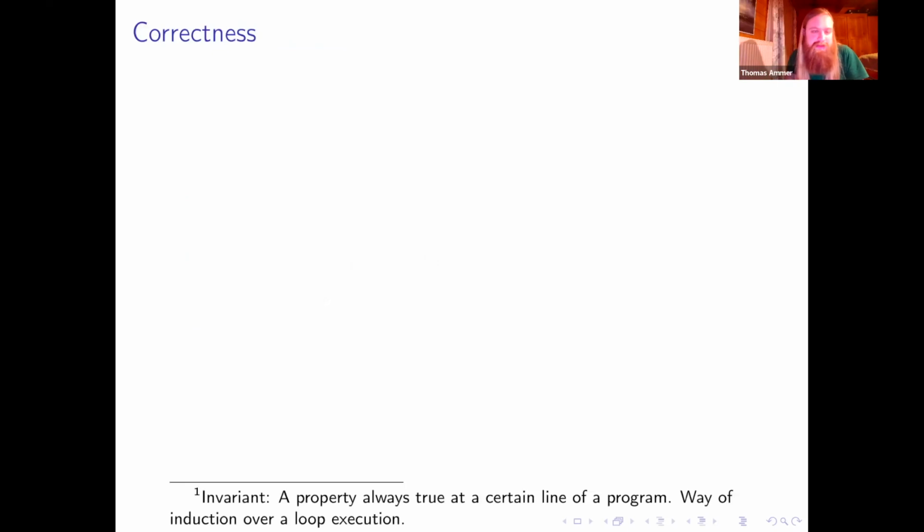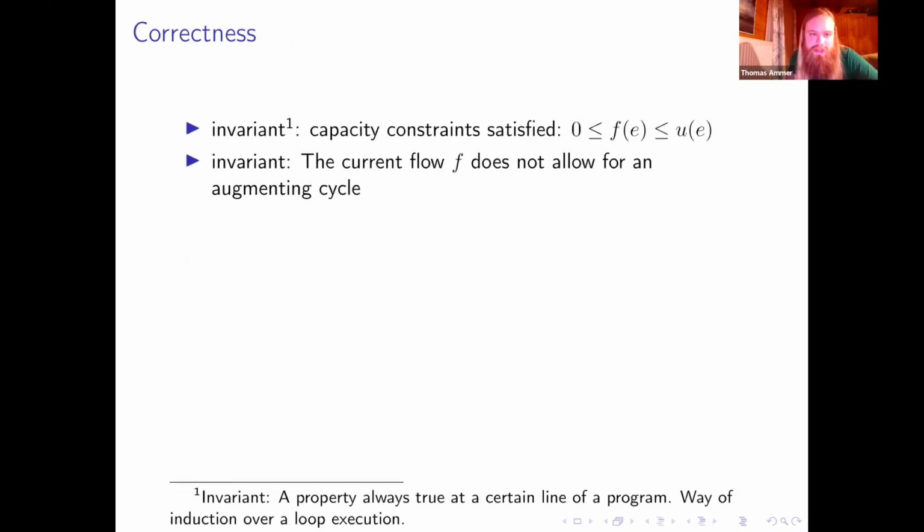So why is this algorithm correct? We have two invariants. In case somebody doesn't know, an invariant is a property that is always true at a certain line of the program, or it can also be seen as a way of performing an induction over a loop execution. The first invariant is not that interesting. It just says the capacity constraints are always satisfied. The second invariant is the important one. It says the current flow F does not allow for an augmenting cycle.